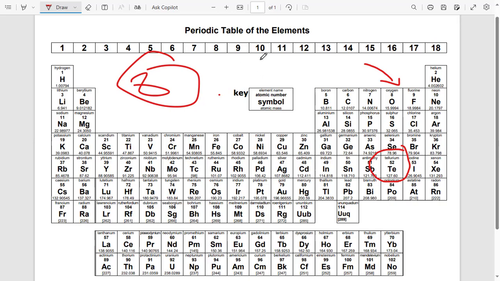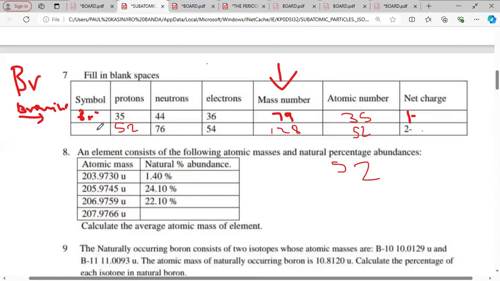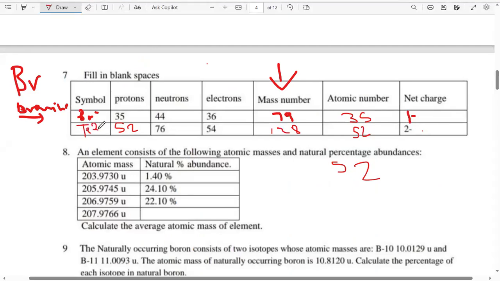So how are we going to write that? You're going to say Te, and then 2 minus like that. So this is the symbol that we are going to write in that column. So we come here, we say since that's 52 protons, this is tellurium, and then it has 2 minus as the charge. So we are done here. So any questions here on how we are finding the answers? Any questions there?